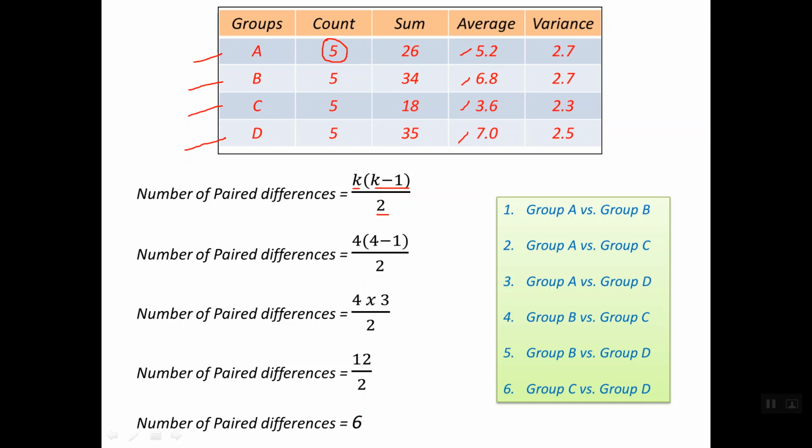The first one is group A versus group B. The second one is group A versus group C. The third one, group A and group D, group B and group C, group B and group D, group C and group D. So we should calculate the absolute value 6 times, for each of these 6 pairs, in order to check for the significance or non-significance between the means of these 6 pairs.